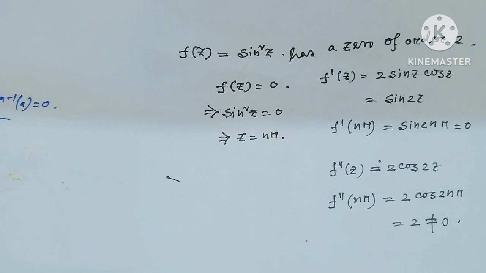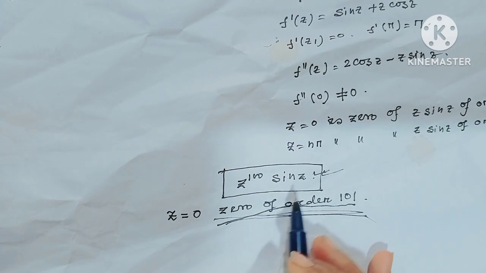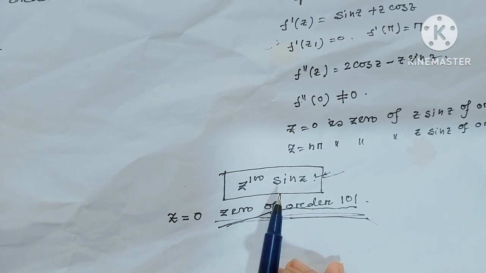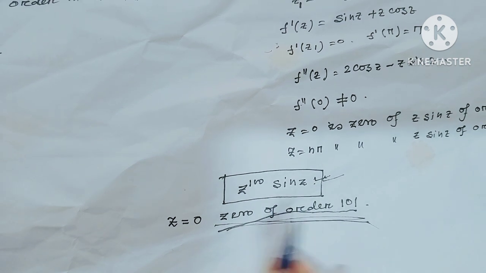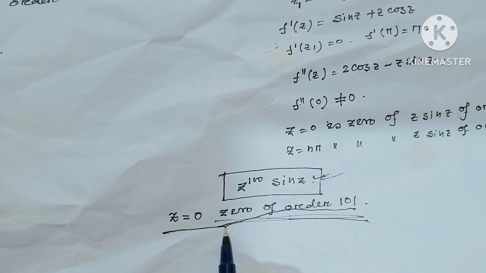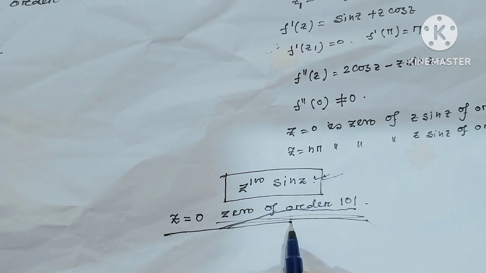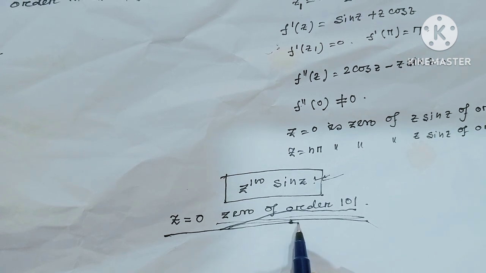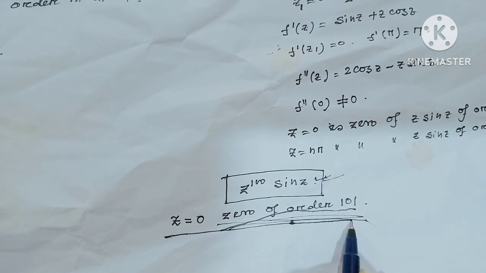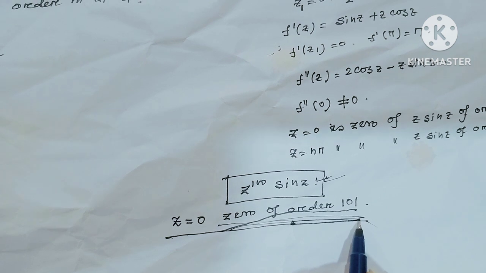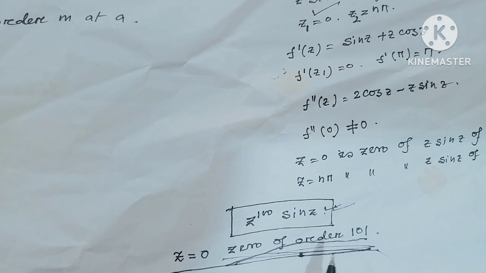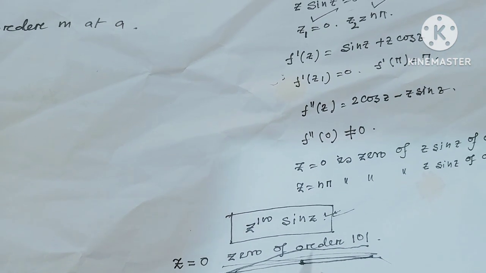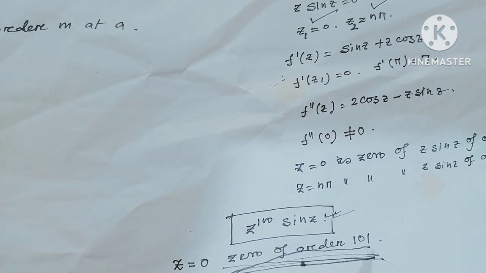Okay, next example. Similarly, if we consider z to the power 100 sin z, then z = 0 is obviously a zero of order 101.